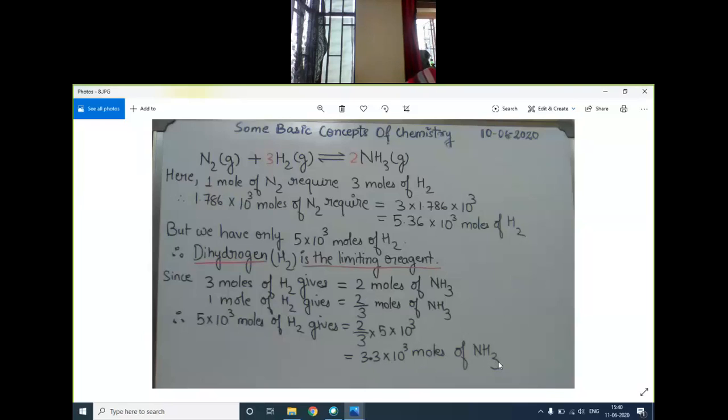So what we have done till now, we first identified the limiting reagent. Using that limiting reagent, we got how many moles of ammonia will be produced. But we have to calculate the amount of ammonia in grams. We have to convert this number of moles of ammonia into grams. So how are we going to convert this? We already know the relation, so we are going to use that.